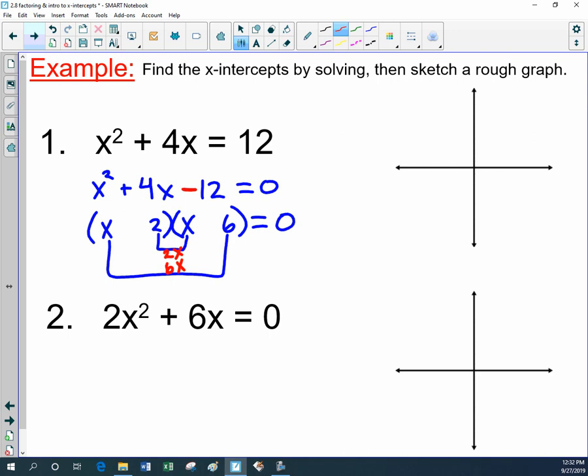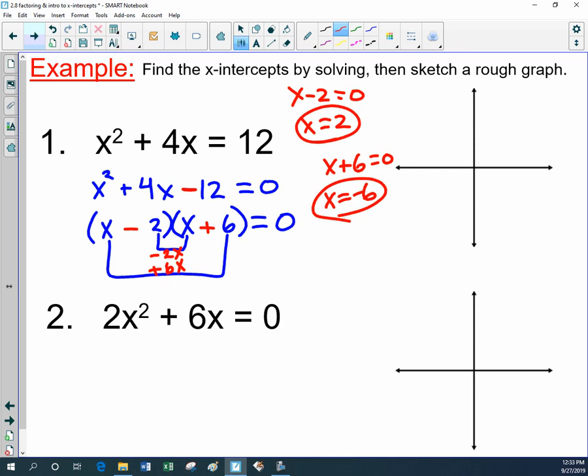To get a positive 4x, which one's positive? If I want a positive, then the bigger number has to be positive. So this would be positive 6 and negative 2x. So x minus 2, x plus 6. Okay, now set them equal to 0. So x minus 2 equals 0, so x equals 2. x plus 6 equals 0, x equals negative 6.